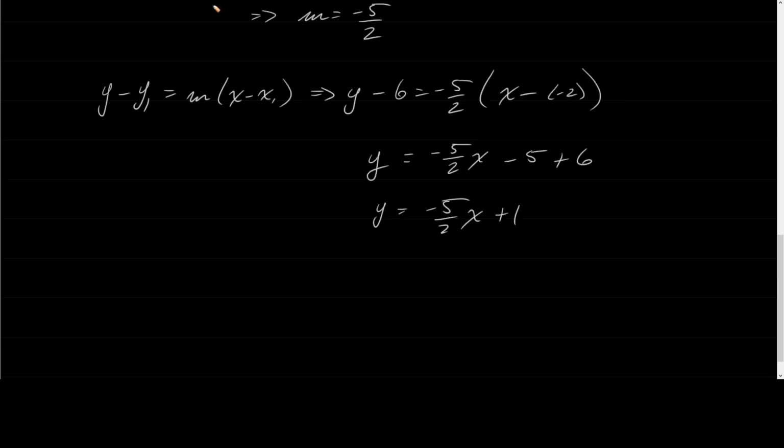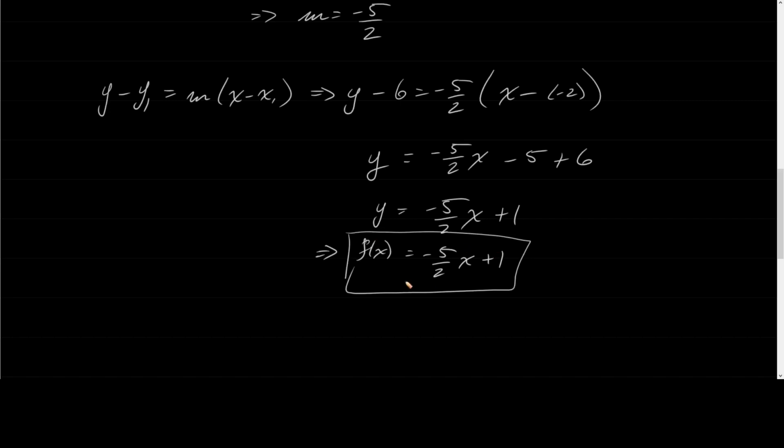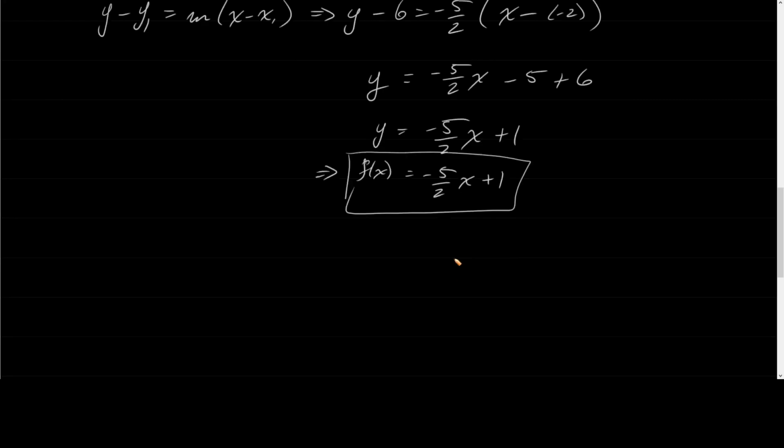And in here, this is not really our final answer because I asked for a function. So we would say that our final answer is f of x is equal to negative 5/2 x plus 1. So that is our final answer now. All right. Now, let's say we wanted to graph this. All right. How will we do that?